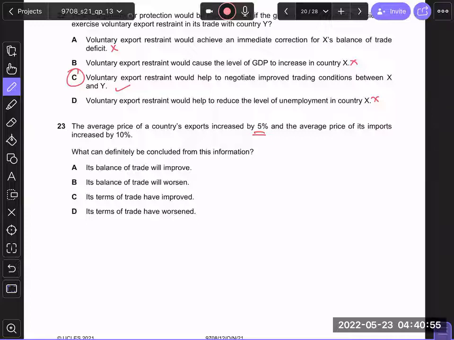Its terms of trade have improved. Its terms of trade have worsened. So what will the terms of trade be? The terms of trade will worsen because export prices are increasing but at a lower pace compared to import prices. So the terms of trade have worsened.